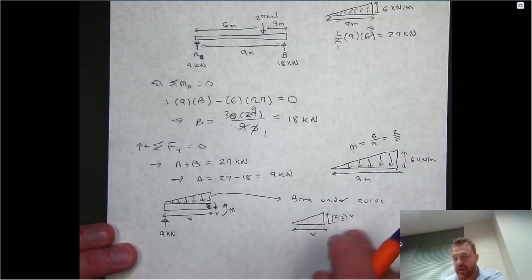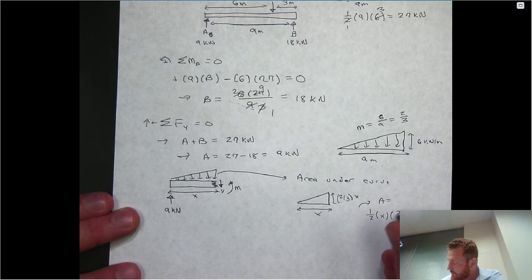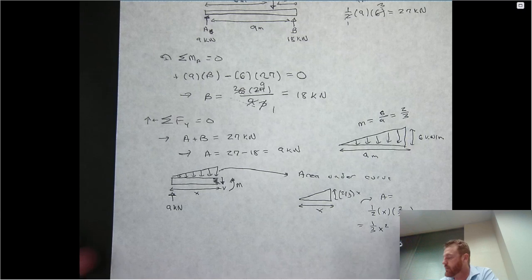So if I know the height of this triangle and I know the base, remember that the area is always 1/2 the base times the height. So what that means is I'm going to get 1/3 x squared as an expression for the single concentrated load that needs to be applied to this beam at a particular point. Now the question is, where should the point be?